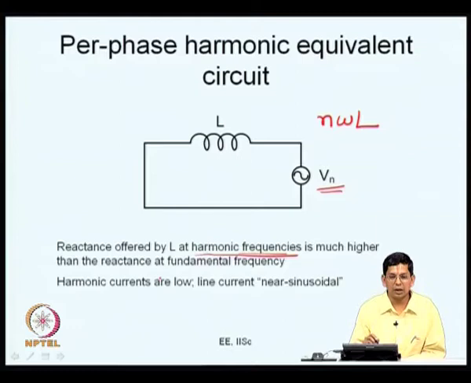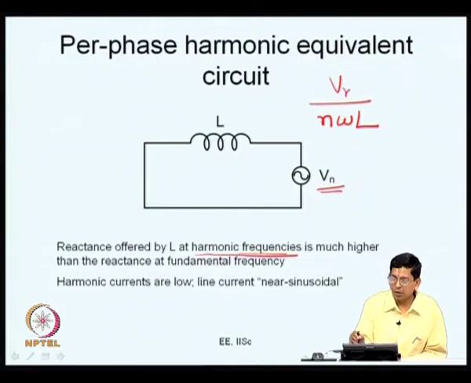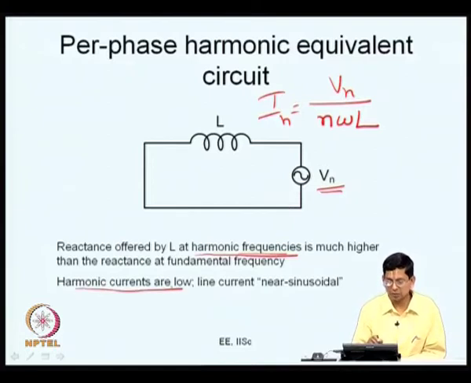What would be the harmonic current? It is Vn upon n times omega L, if Vn is the RMS value of the harmonic voltage of a specific nth order, the corresponding nth harmonic current is here. You can see that as n is high, In is going to be very low. Therefore, this has a very good effect of filtering. The harmonic voltages get filtered and the harmonic currents will be quite low and the line current will be near sinusoidal. That is how we achieve our objectives.